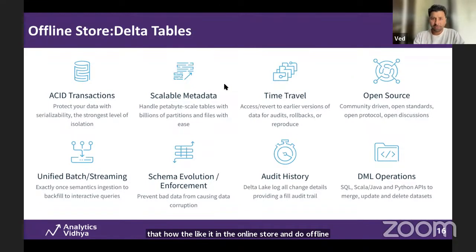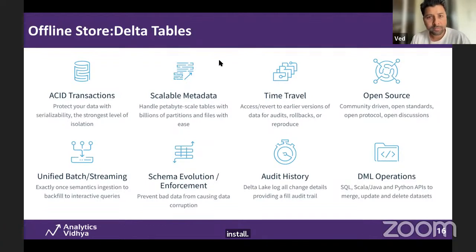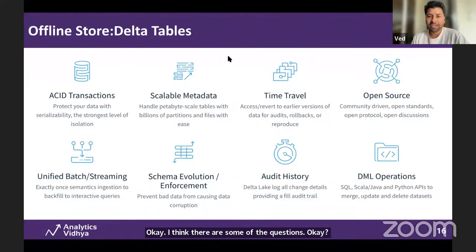Now, are there any questions? Okay, I think there are some questions. Okay, so one question is, what do you mean by decoupling ML and data infrastructure? Can you explain?